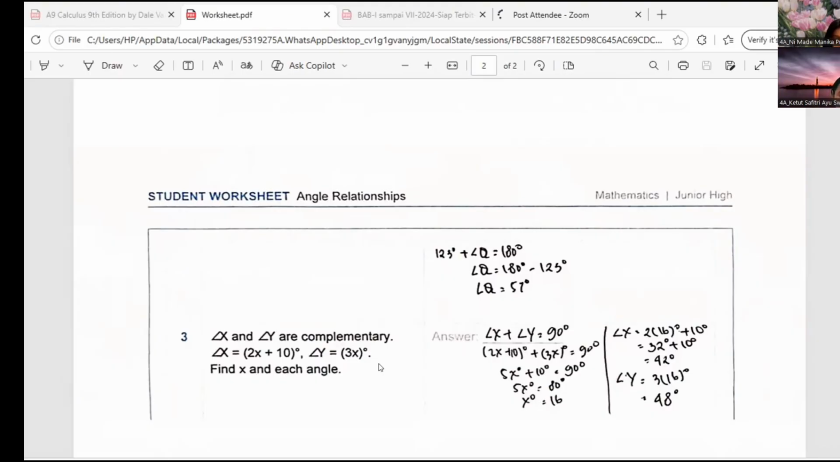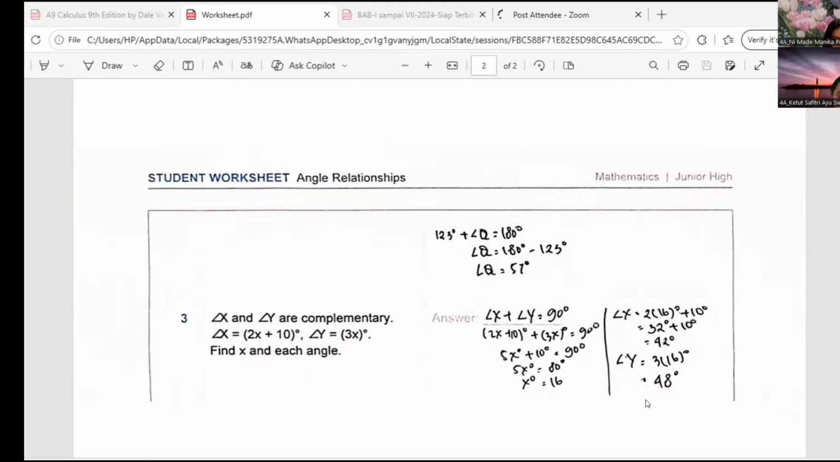Now, we substitute x equals 16 back into our expression to find the angles. For angle X, 2 times 16 plus 10 equals 42 degrees. For angle Y, 3 times 16 equals 48 degrees. That's all, Miss.